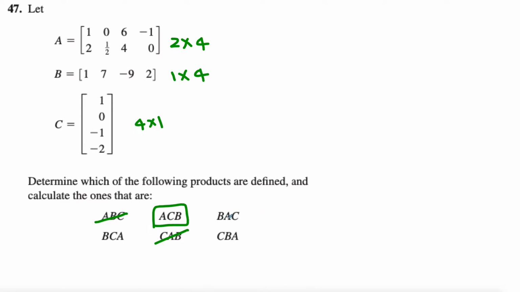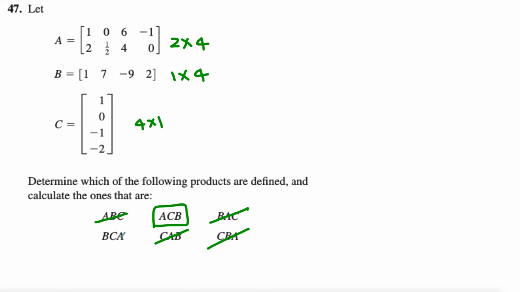How about BAC? Because A and C can be multiplied. How about B? So how can B multiply by A? So B and then A, when you look at it, inner dimensions will be 4 and 2. So they don't match here, because first comes B and then followed by A. So 4 and 2, they don't match, so you cannot multiply them. So B and A cannot be multiplied here either.